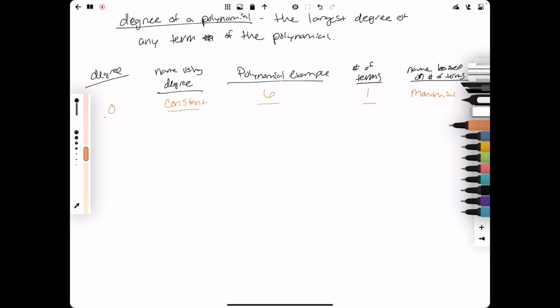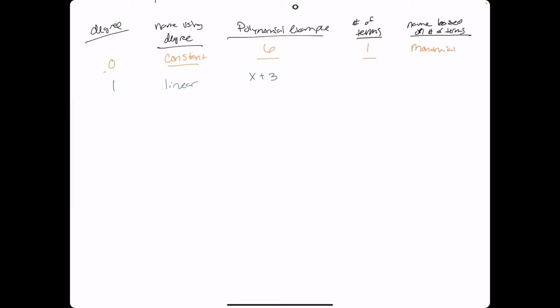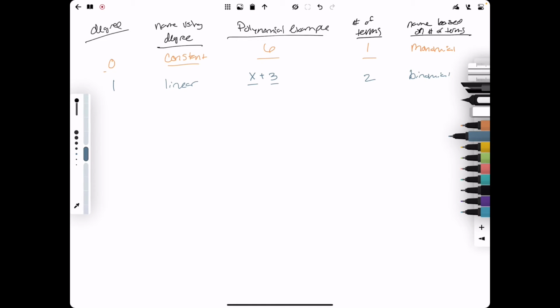If I stick this next one in here of x plus 3 will do. What's the degree? Well, you have an x to the 1, so 1. Right. So what kind of naming is it? Is it a constant? Is it linear? Yeah, it's linear. Number of terms? 2. Name it based on number of terms. And there's 2 things. Binomial. You don't have to write these. You can just follow along.